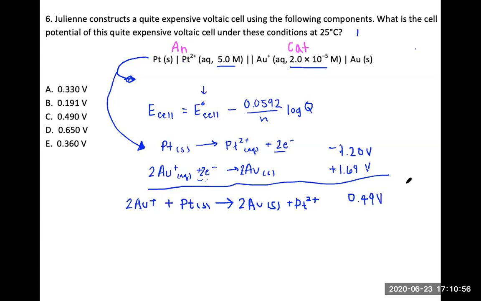So should we circle B, or I'm sorry, should we circle C and be done with it? No, we're not done yet. All we've found is this first part. We need to figure out now what n and Q are so that we can figure out our non-standard cell potential.